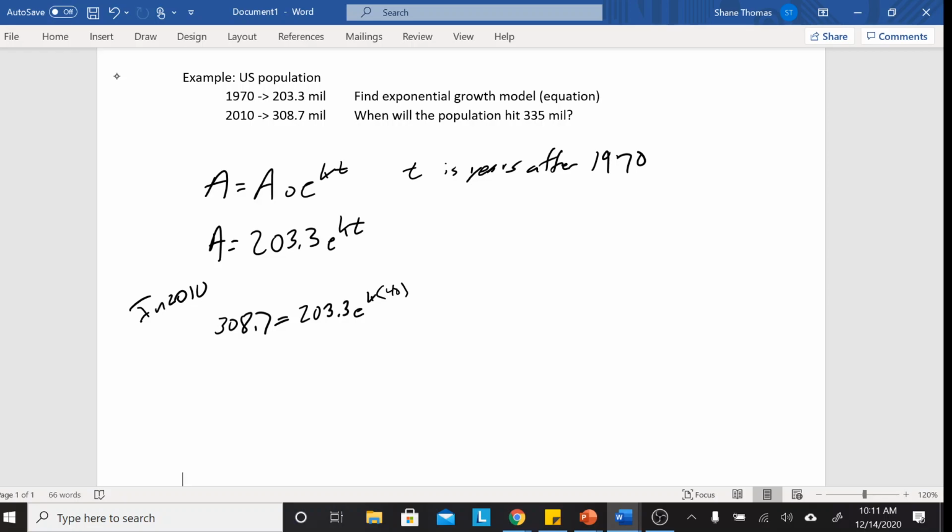Let's start off by getting this e thing by itself. So let's divide both sides by 203.3. And that is equal to e to the 40k, right? Now, I want to get rid of this exponent on the e somehow to get the k down. We've been doing this the last couple of days. Can I apply the natural log to both sides? Yeah, let's apply the natural log to both sides.